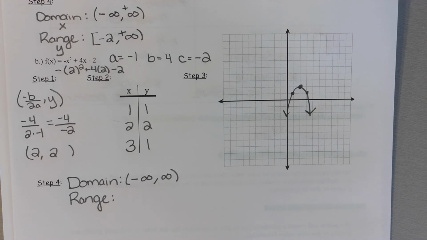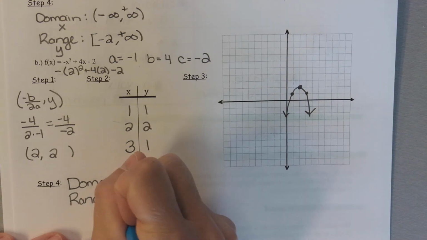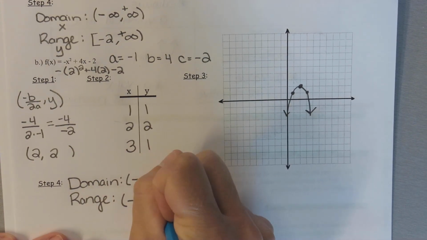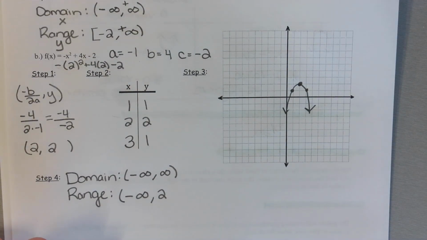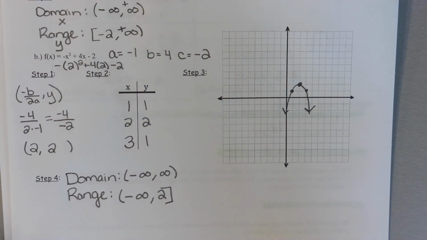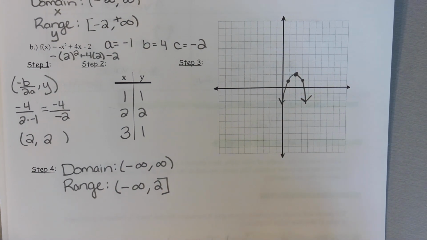Okay. Now, this graph goes down to negative infinity, but where does it max out? It maxes out at 2. So remember, low to high. Negative infinity up to positive 2. Parenthesis or bracket? Bracket, because we can actually get to 2. Like 2 is a place we can head to and get to.